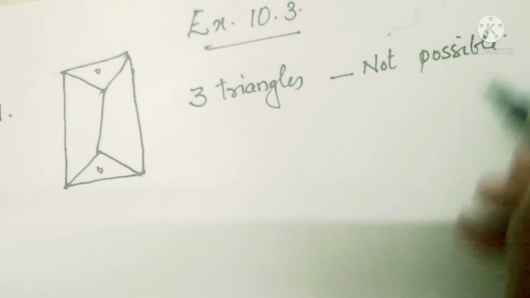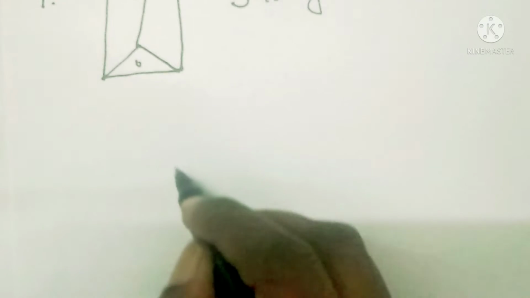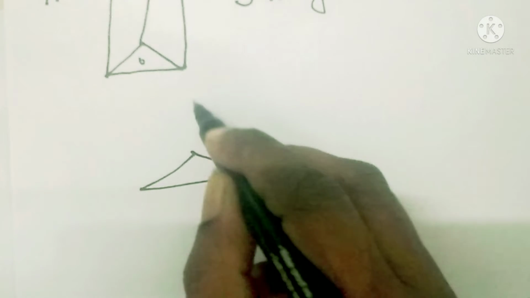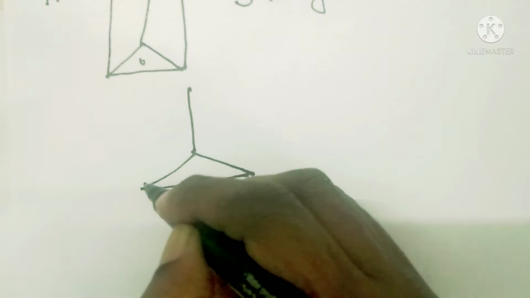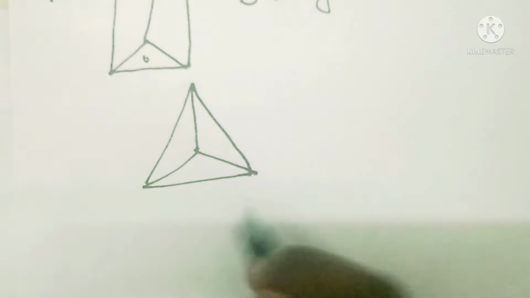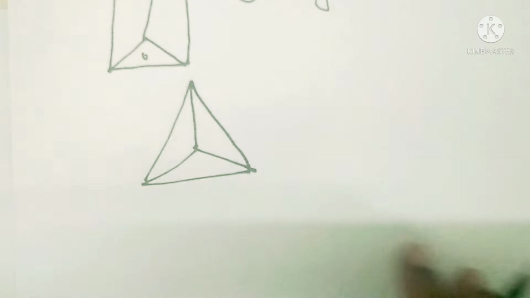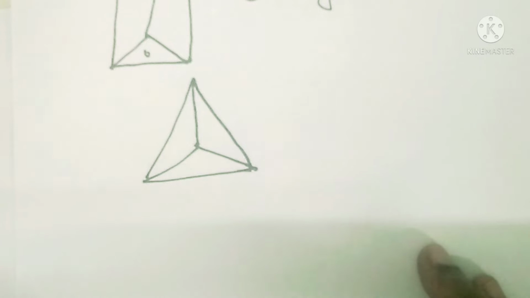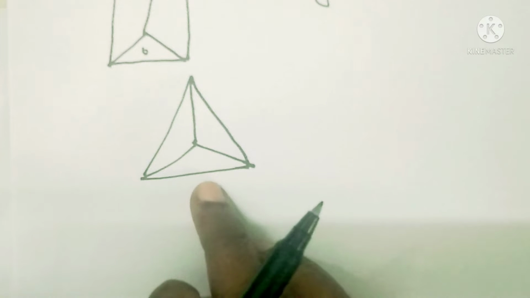Now if you think of a pyramid, a triangular pyramid, if you have a triangle this way and here you have a point, this will be the figure. There also the base will be one triangle and all the 3 side faces. So in total there will be 4 faces. So 3 faces is not possible. The next question is 4 triangles, it is possible. 4 triangles will be a triangular pyramid.